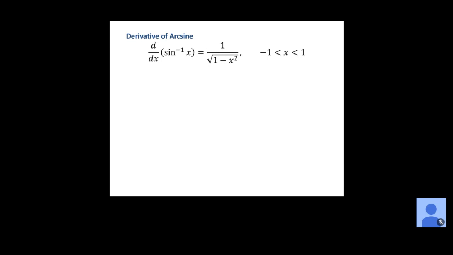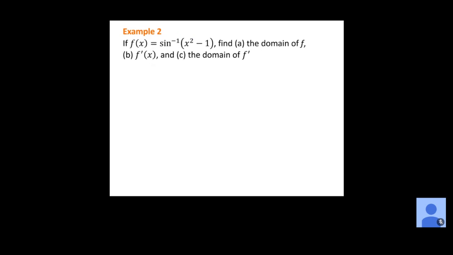Again, this is the basic derivative of inverse sine of x. If there's something other than an x in there, then you're going to have to use a chain rule, right, to make sure you have the derivative of the inside. All right, so if f of x is the inverse sine of x squared minus 1, first off, we want to find the domain of f, then we want to find the derivative of f, and then we're going to talk about the domain for that derivative. Those are the three things we're looking for.